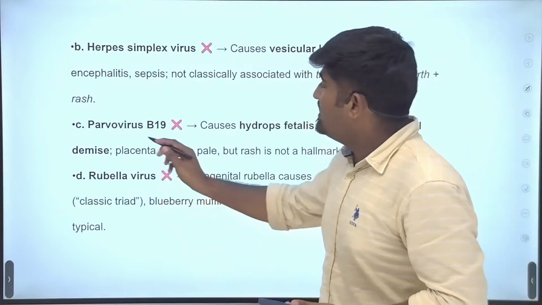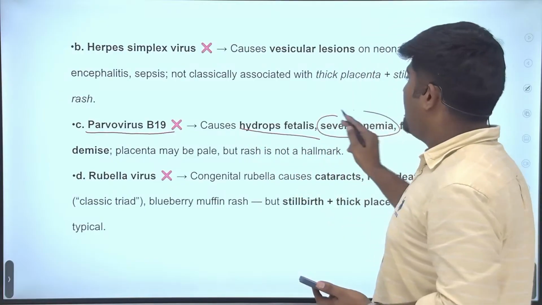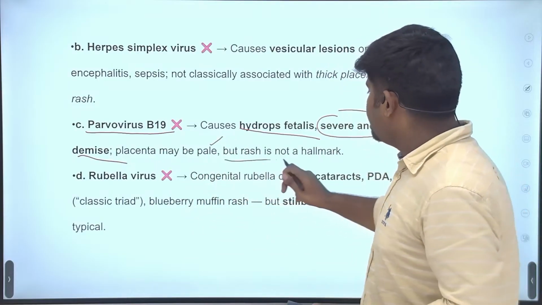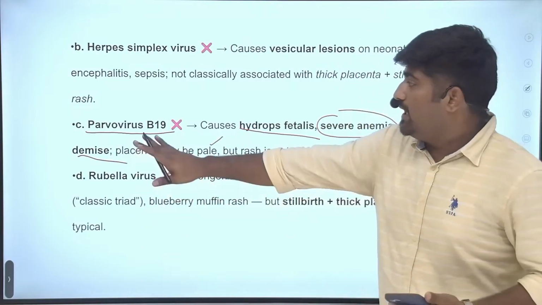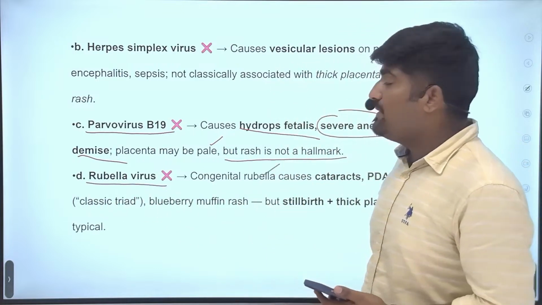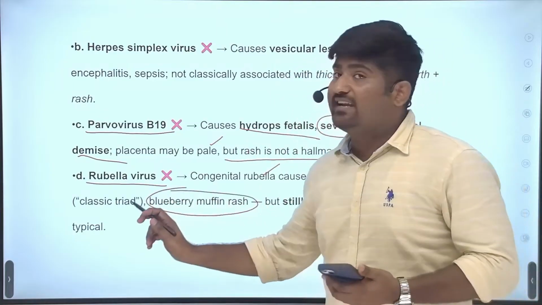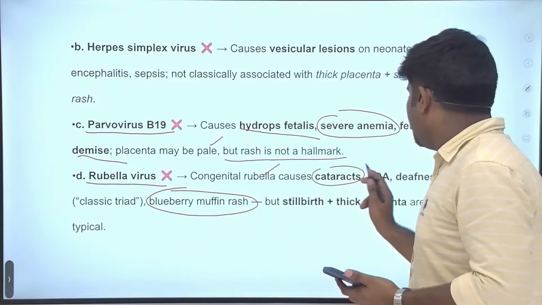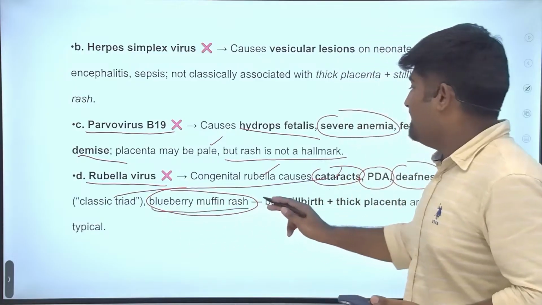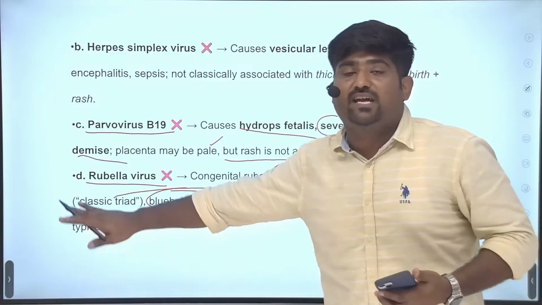What about this Parvo B19? It causes hydrops fetalis, severe anemia and fetal edema. And the placenta may be pale, but rash is not the hallmark in Parvo B19 virus. Rubella virus is congenital rubella, which has a classic triad, that is mulberry muffin rash, cataracts, PDA and deafness. These are the classical triad, and mulberry muffin rash. But in stillbirth, thick placenta is not the typical sign in rubella.